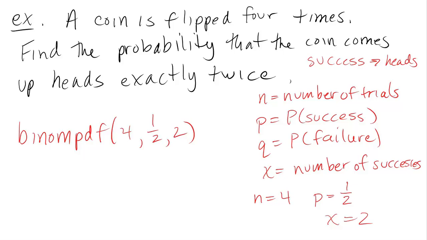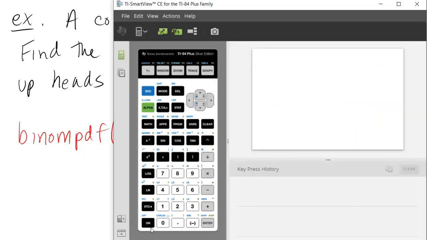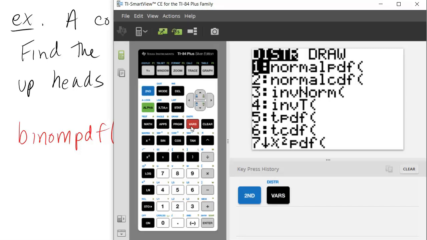Let me pull up my calculator emulator here. To access Binompdf, we want to get to the distributions, and if you look above this variables key, which I'm actually going to call the vars key, but that stands for variables. If you look above the variables key, you'll see this distr in the same color as my second key. distr stands for distribution. We want to use the binomial probability distribution, and so that's where you're going to find this calculator function. So I want you to push second and the variables key, second vars.